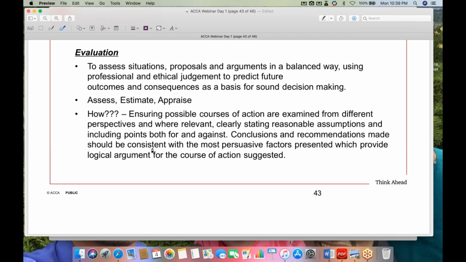It means that when you assess, you are supposed to look at the issues from different perspectives. And from there, you need to make some estimation. When I say estimate, it does not necessarily have to be quantitative; sometimes estimating can be done qualitatively. The next thing you need to do is appraise. That means looking into the worth of that particular situation, project, or strategy. So basically, this is what evaluation is.